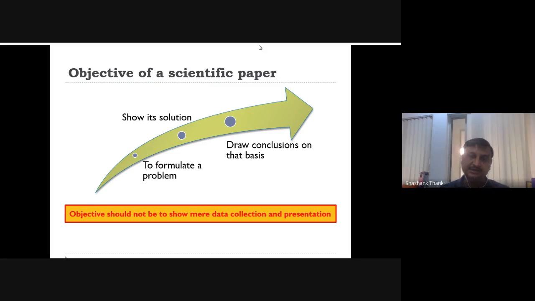Interpretation is very important, not only presentation of data. Analysis of data is very important. After analysis, what are the conclusions and what is the interpretation of that analysis? That is very important. So it should not be limited to data collection and data presentation.